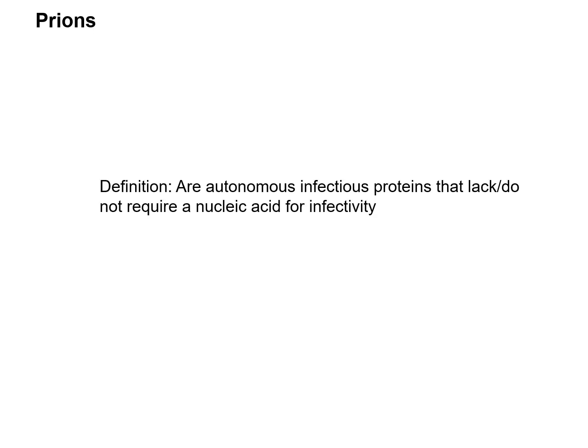I like to start things with a definition, just like we did with viruses. So what are prions? These are infectious proteins. They do not have any nucleic acids. And so they are just proteins that can autonomously replicate, and then infect somebody and possibly cause disease.